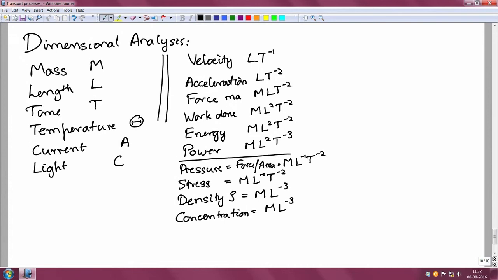Now, let us come to fundamental quantities that we deal with in mass transfer. The flux of a solute. The flux is defined as the mass that is being transported across a surface. It has the symbol J.